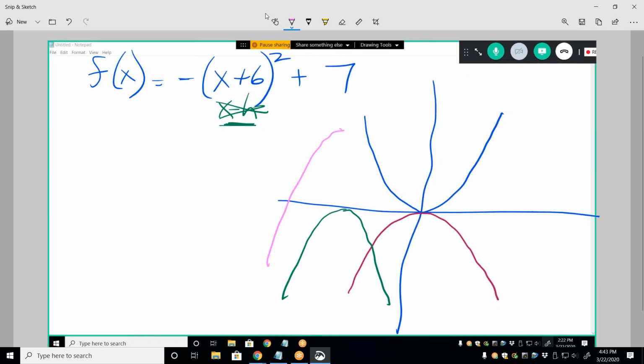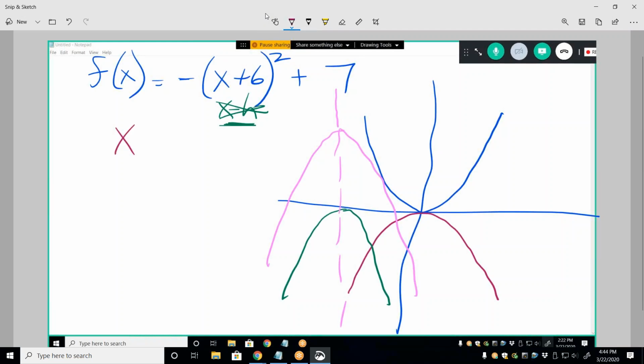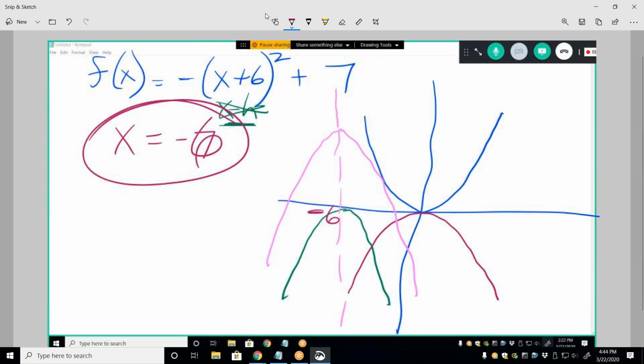So there's my final function. There's the axis of symmetry. What is the equation of that pink dotted line? That would be x equals negative 7. That's the axis of symmetry. Whoops, not 7, 6. Oh, 6, yeah. This is a minus 6.